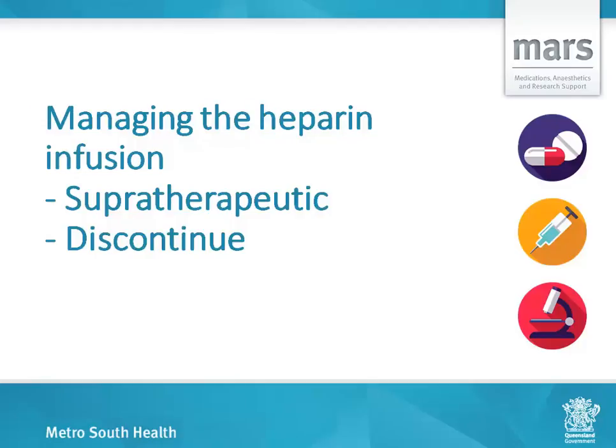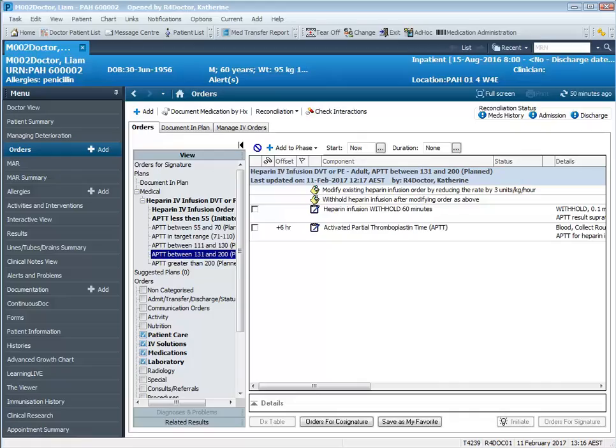Managing the heparin infusion when your patient's APTT falls within a supratherapeutic level, and also discontinuing a heparin infusion. If your patient's APTT falls within a supratherapeutic range, and let's say for this example it is 154, we need to go to the relevant phase of the power plan and address accordingly. So if our patient's APTT is 154, I'll be using this phase here.